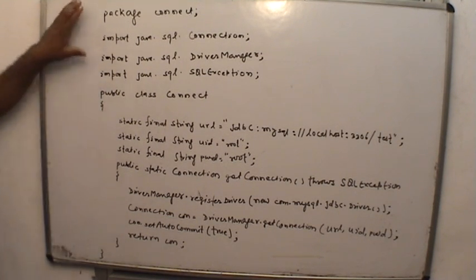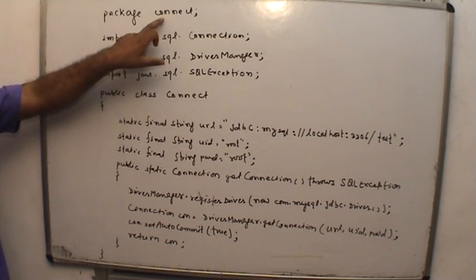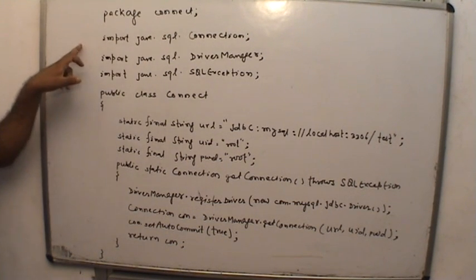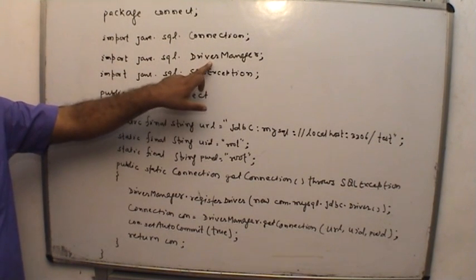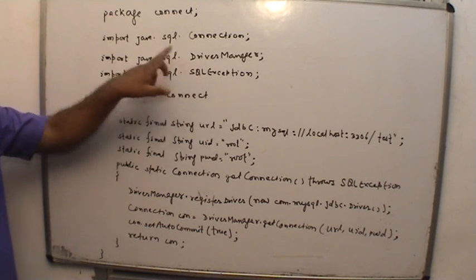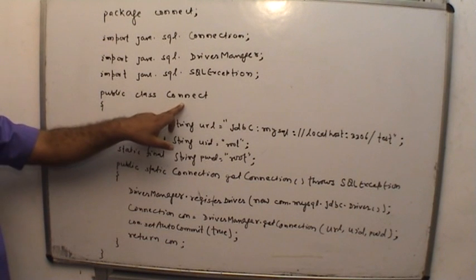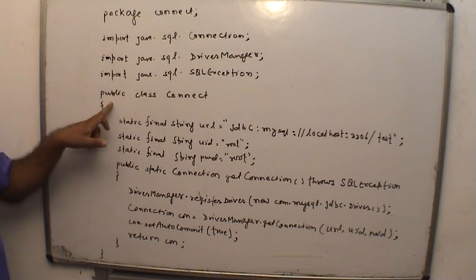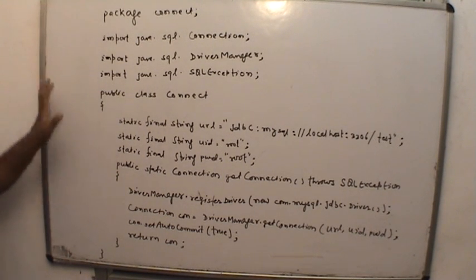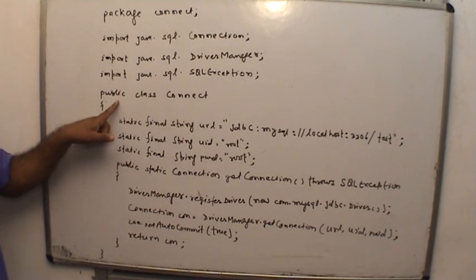That's why first of all we have created a package by the name of connect. You can create any name for the package. We need the connection interface, driver manager class and SQL exception class. These 3 are in the java.sql package, and after that we have created the class connect, that is public. Because we need to import this package in another package, we must take this class in public form.